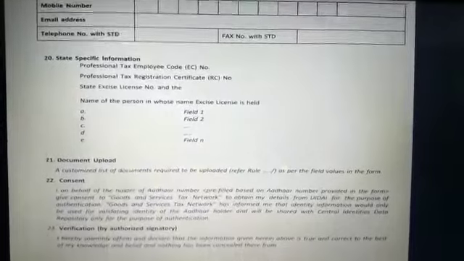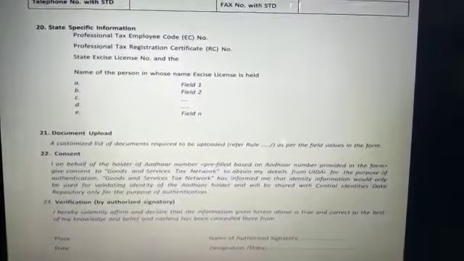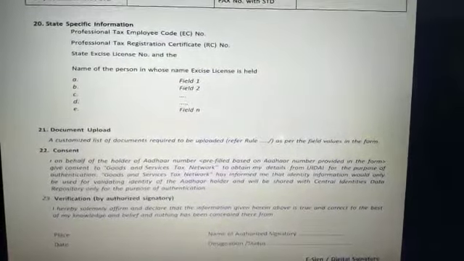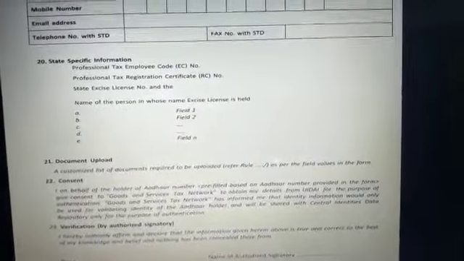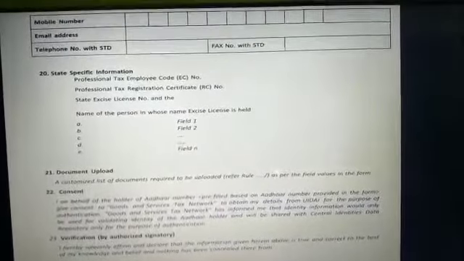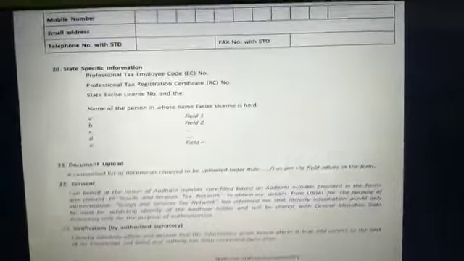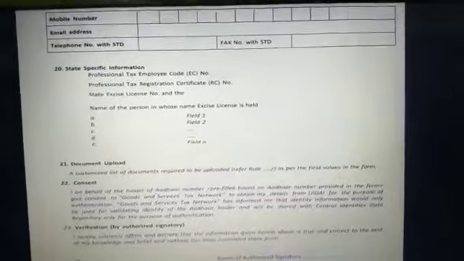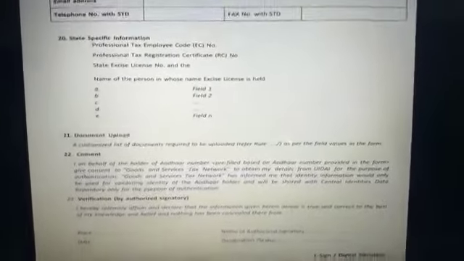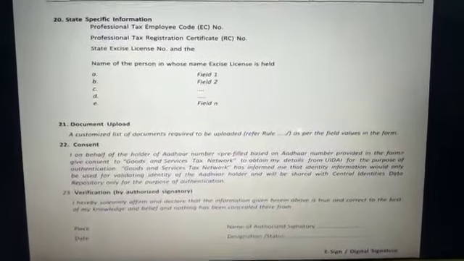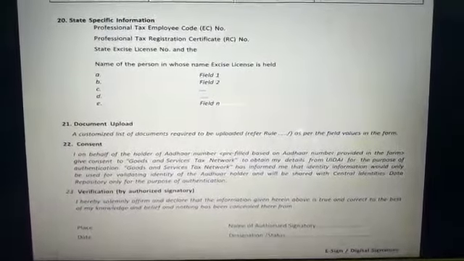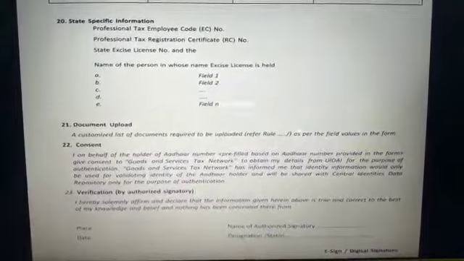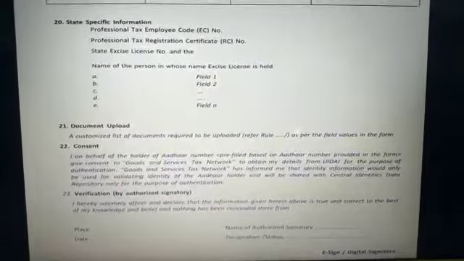So that's it. It's a simple form to recall. You need to give the constitution of your business, the nature of your business, all addresses, all bank accounts, all details of directors, details of the authorized signatory, and details of the authorized representative. Very simple, it's not a big deal. So that's all about GSTIN registration.